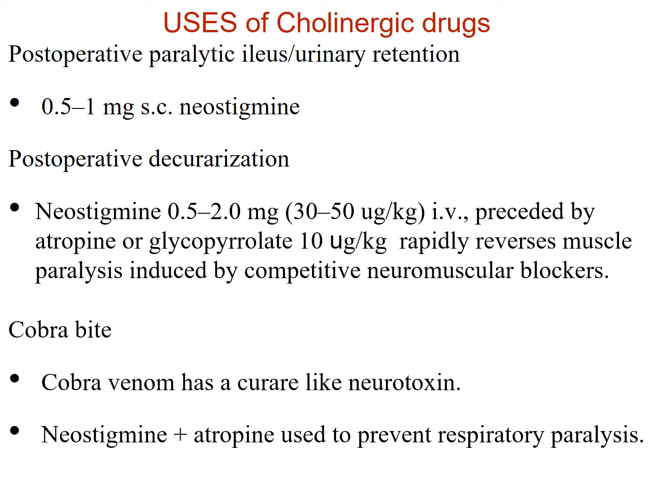The next use is the cobra bite, where the cobra bite is a curare-like neurotoxin. So along with neostigmine, here also we use atropine to block the unwanted muscarinic effects of neostigmine. So it is given along with atropine to prevent the respiratory paralysis.